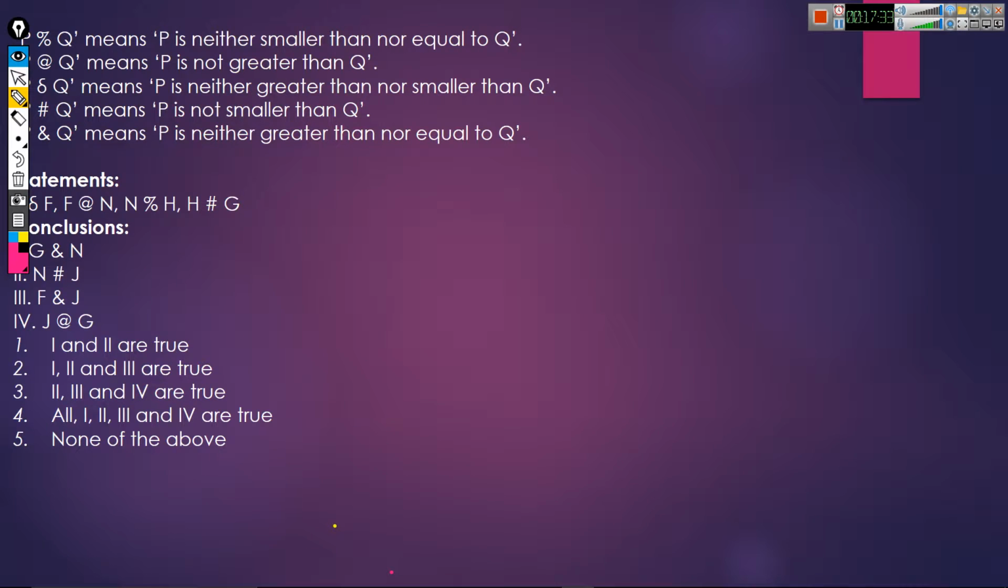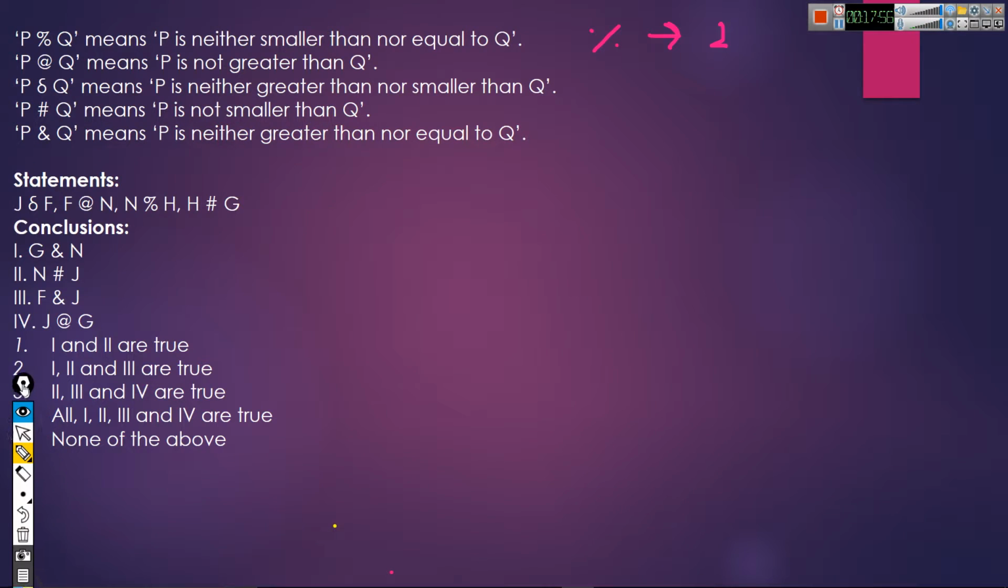P percent Q means P is neither smaller than nor equal to Q. Percent means 1. It is clearly neither smaller nor equal. It means it will be greater than, P is greater than Q. Second is P at the rate Q means P is not greater than Q. It means P is less than or equal to Q.